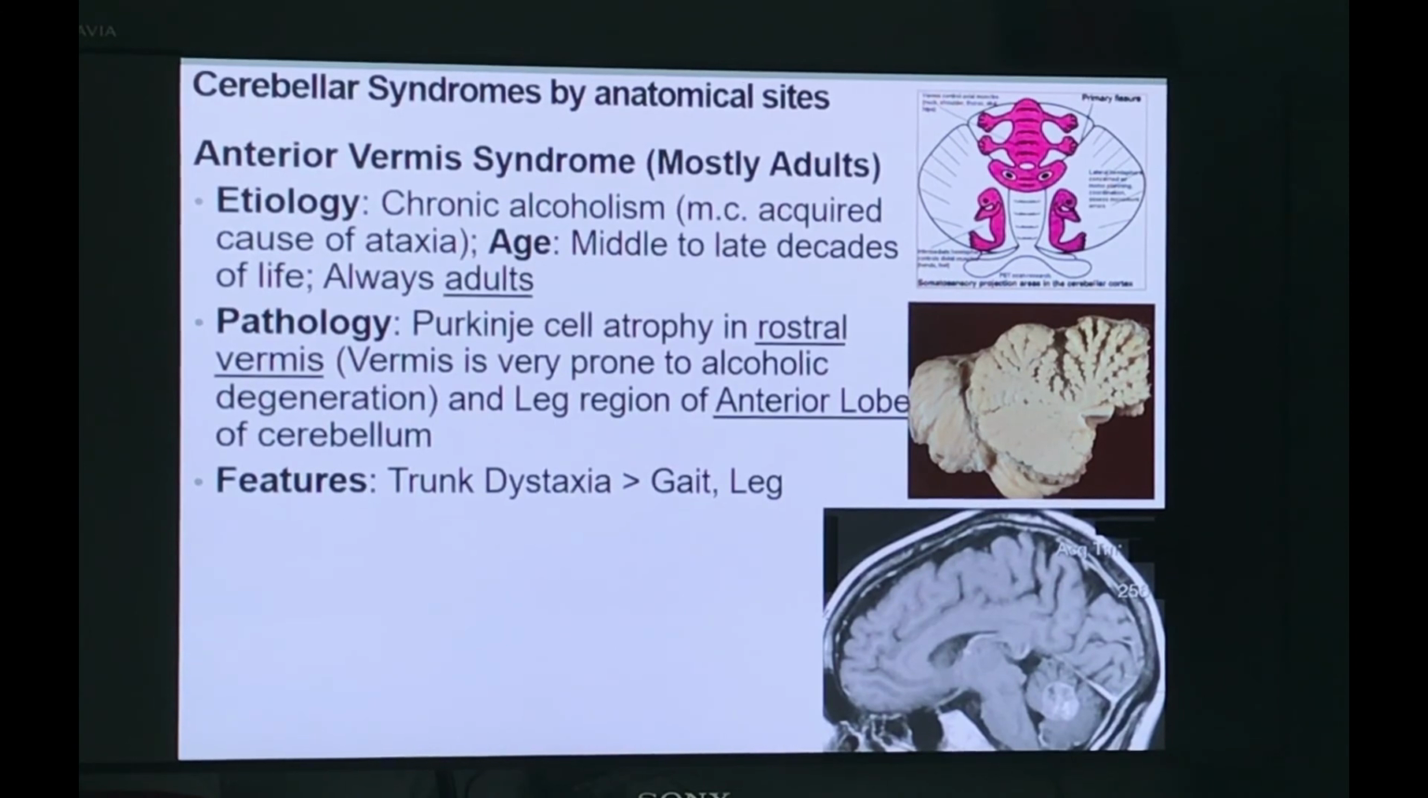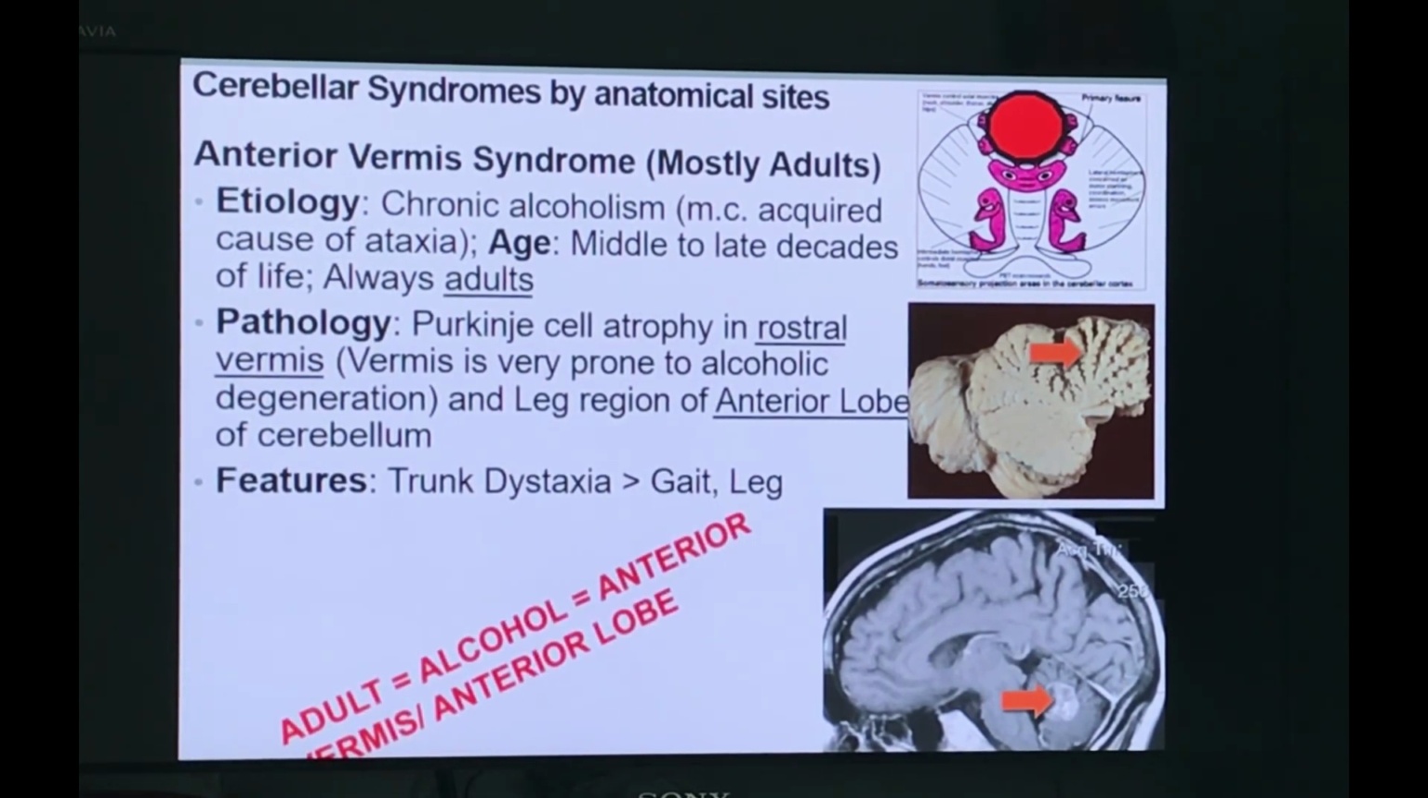So these are the areas which can be affected. Since the anterior lobe is involved, truncal ataxia, dystaxia, will be more prominent compared to the gait. So truncal ataxia will be there. Since the vermis area is involved, the patient will have difficulty maintaining balance.